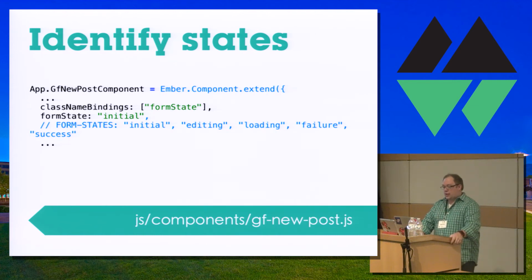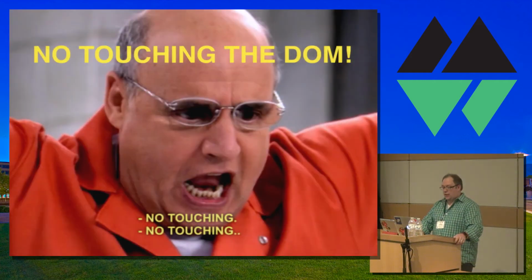All right, so the component starts in initial state. We bind that state to a class. That class name bindings is how Ember does that. And we'll use that later to manage show and hide with just CSS instead of jQuery. All right, so we want the DOM to just be a representation of state for the app.